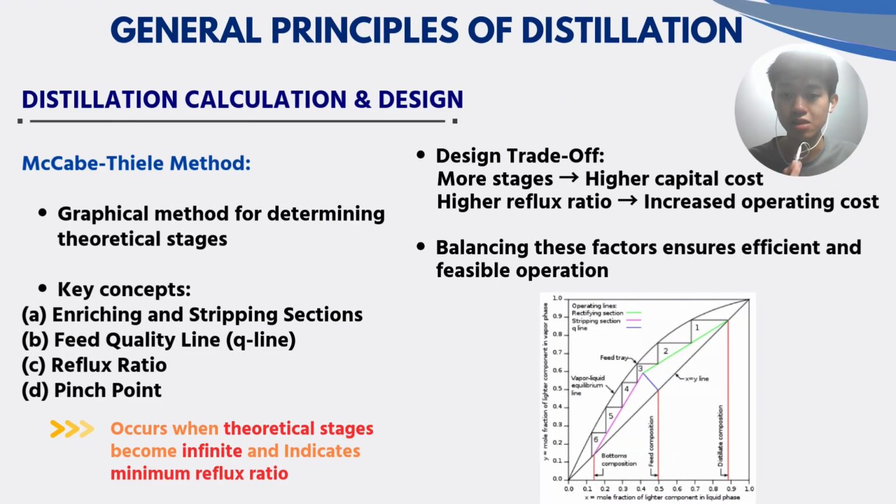Next, the McCabe-Thiele method is one of the main graphical techniques used to determine the theoretical stages of a distillation column. The key concepts include the enriching and stripping section, the feed quality line, reflux ratio, and the pinch point where theoretical stages become infinite, representing the minimum reflux ratio. The typical design trade-off of a distillation column involves finding a balance between the number of stages and the reflux ratio to ensure an efficient and feasible operation. The diagram below shows the general graph used for this method.